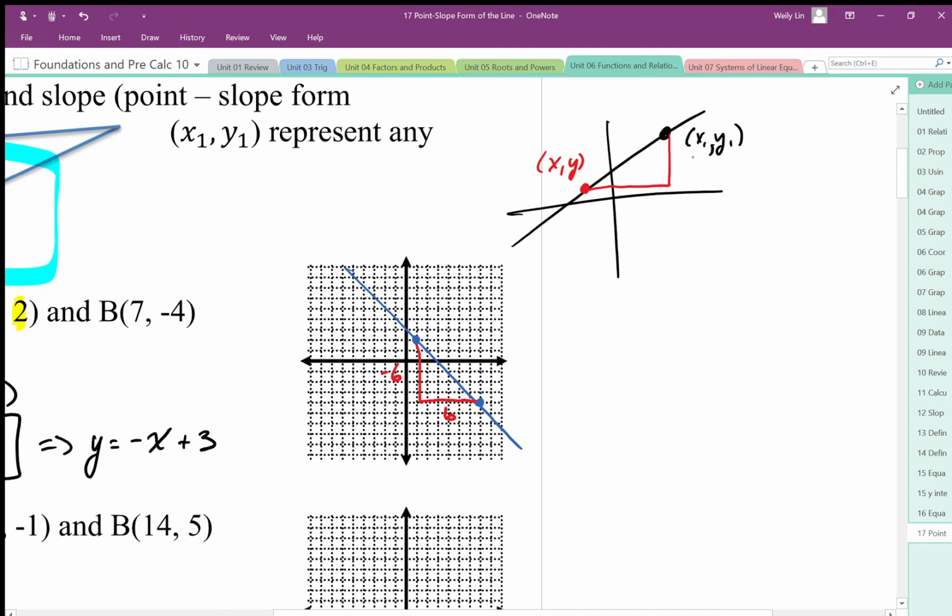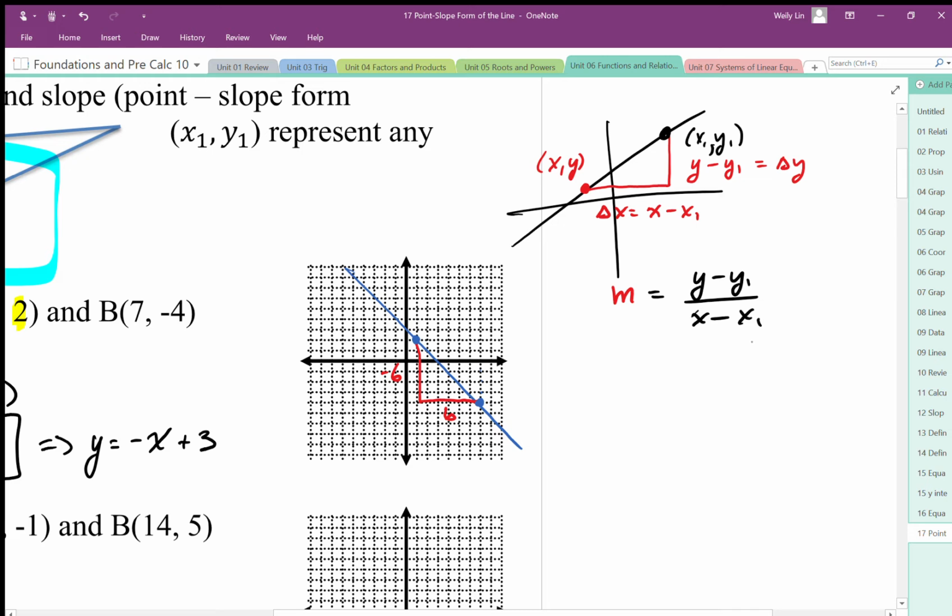And I can calculate the slope using, I'm going to do it a little bit backwards, but I'm going to do y minus y1 is my change in y. And I have my change in x is going to be x minus x1. And so I can say then that my slope is equal to y minus y1 divided by x minus x1, which is true.